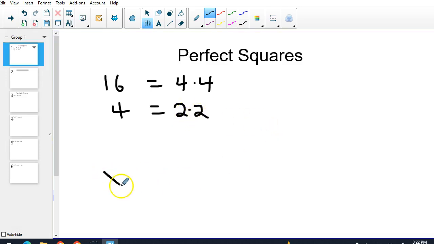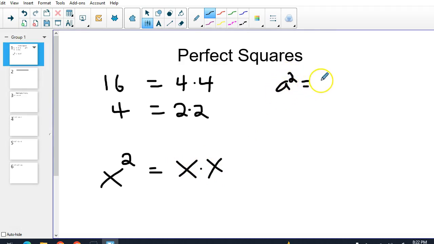Another way that we can see this with variables is any variable, say x raised to a squared power, is going to be a perfect square because that's x times x. You can see this with any variable though. It's like a squared, just a times a. But it doesn't just have to be a squared, it just has to be any variable that can be split up into effectively multiplying by the same number twice.